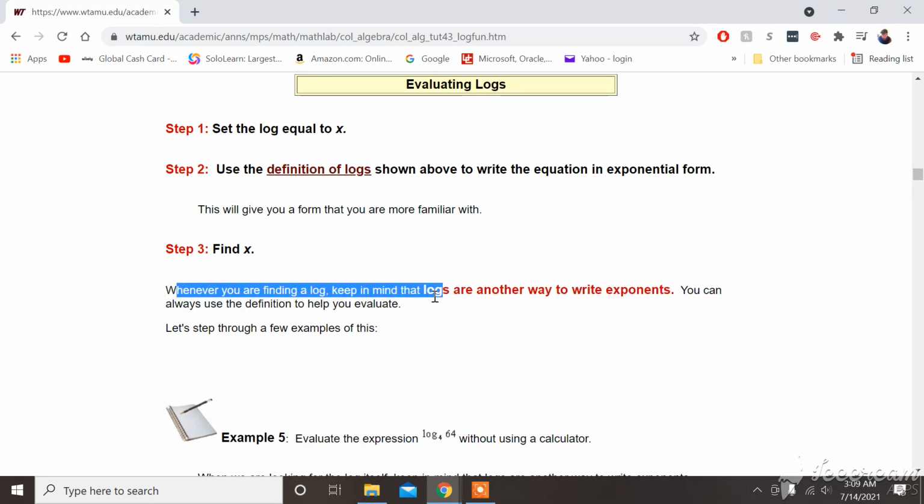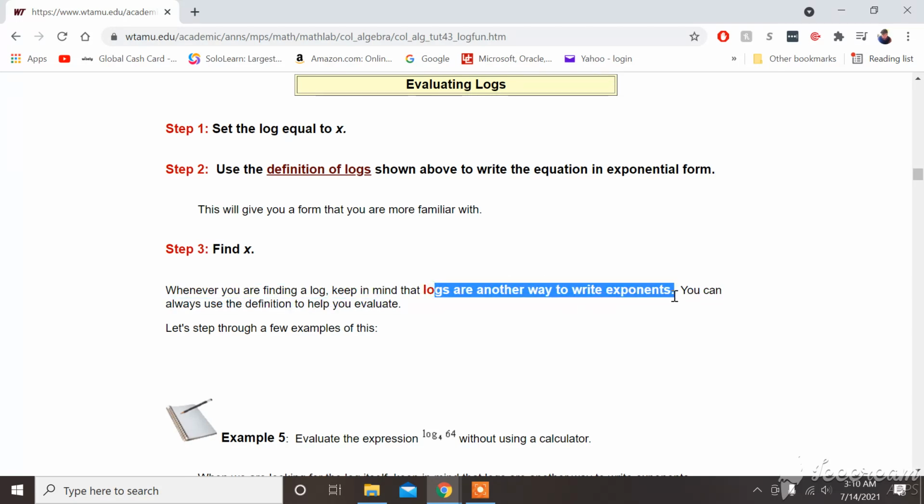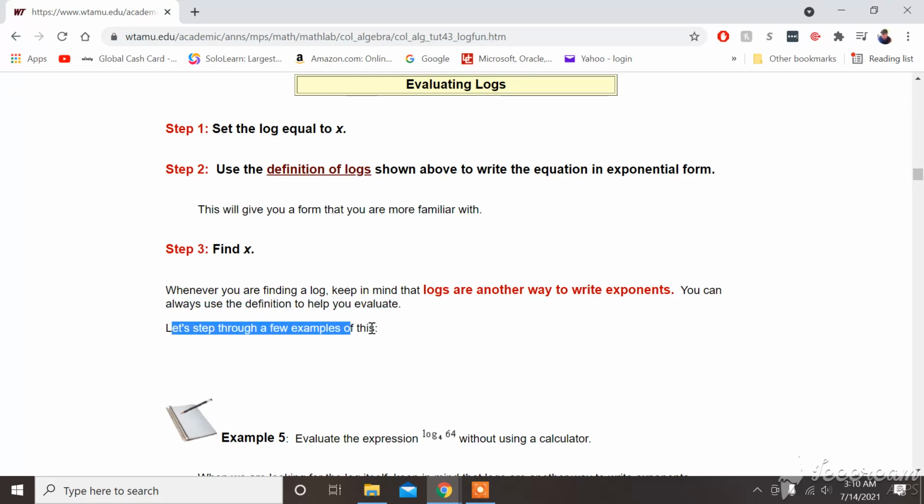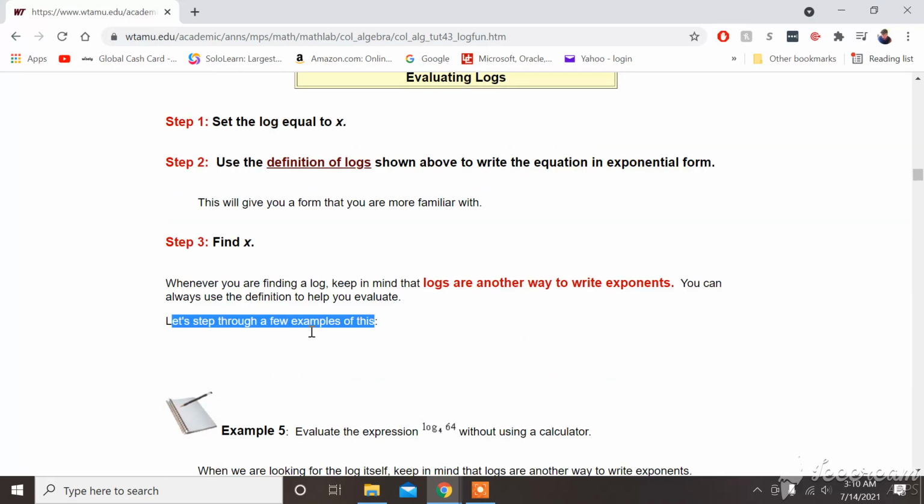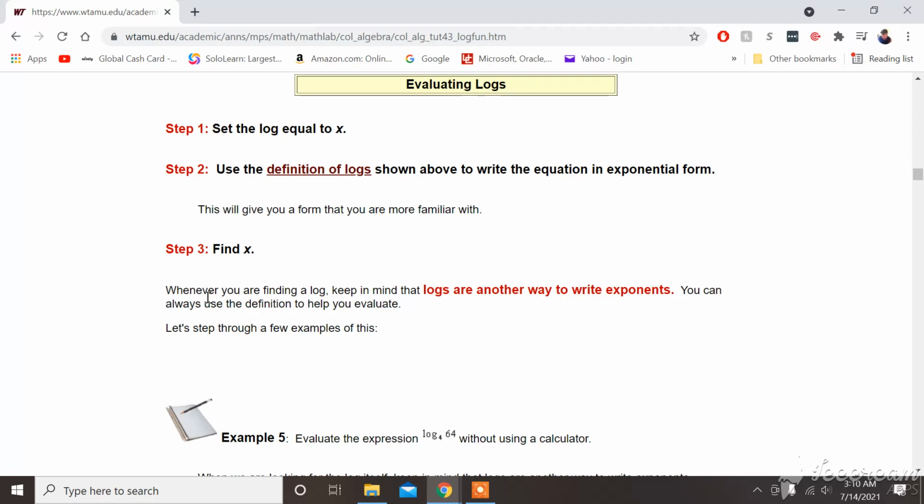Whenever you are finding a log, keep in mind that logs are another way to write exponents. You can always use the definition to help you evaluate. Let's see through a few examples of this.